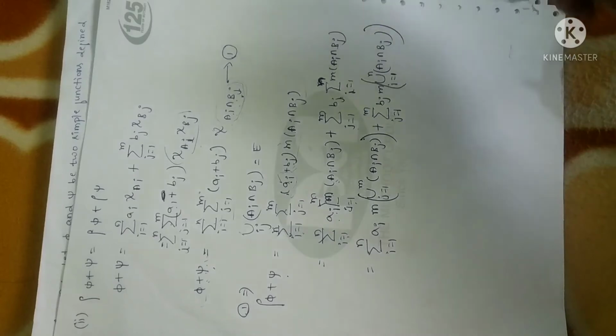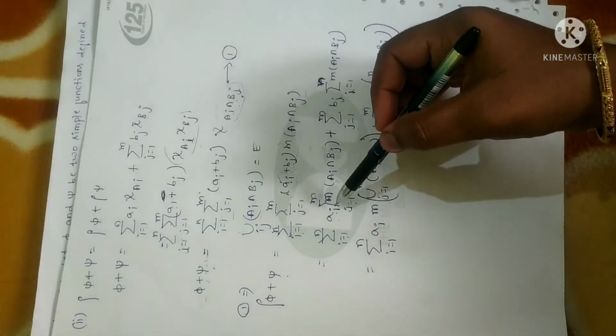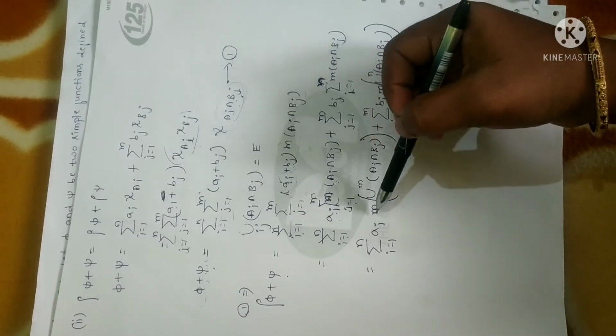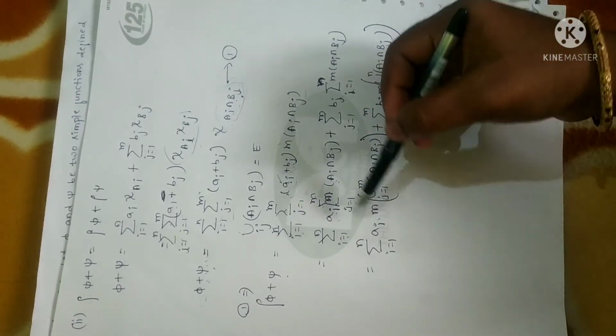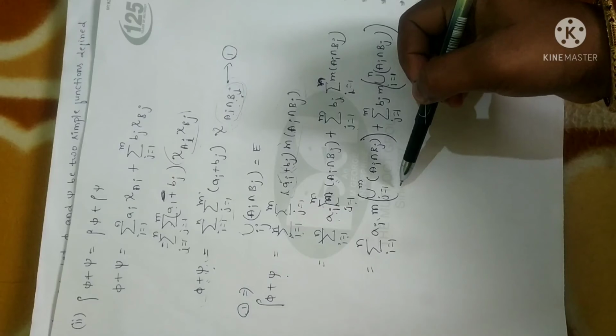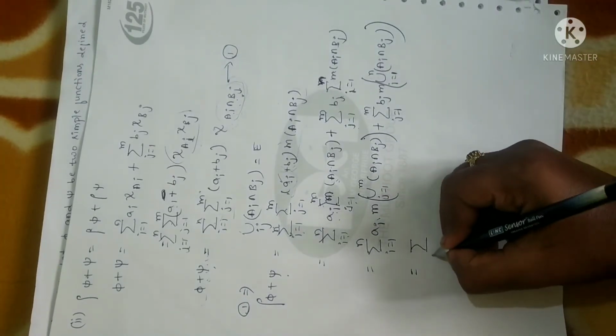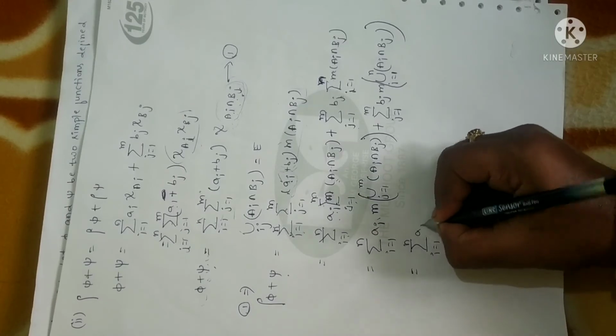I'm just repeating once again. What I have done is I have taken, instead of measure inside, the reverse, that is measure outside. When you take measure outside, summation will become union. If you take measure inside, union will become summation, one and the same. Now let me simplify this step. Summation i is equal to 1 to n Ai I'll keep as it is.